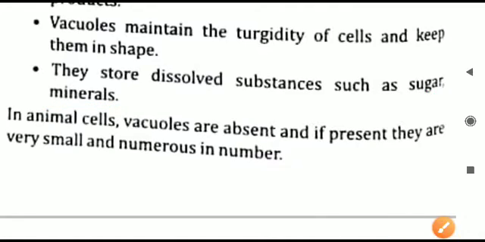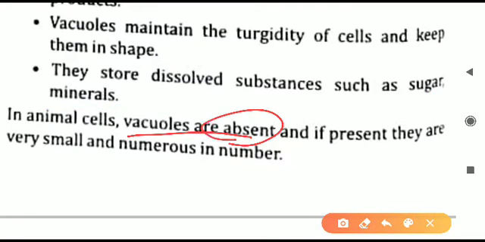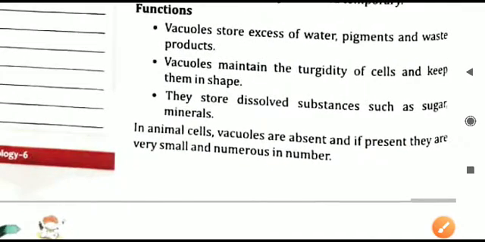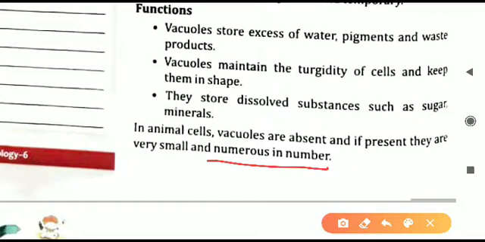In the animal cell, I have already told, vacuoles are absent. Sometimes they can be there, but generally they are absent. If they are present, they will be very, very small and numerous in number. In a plant cell only one vacuole is there, and that is very large, but in an animal cell many vacuoles can be there, and all of them are very small. So that is, we have seen about the vacuole.